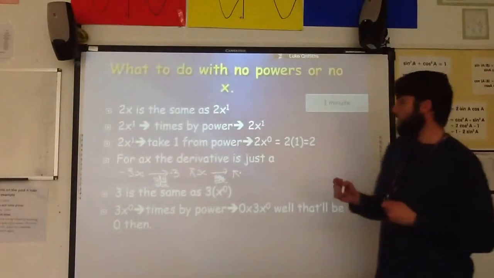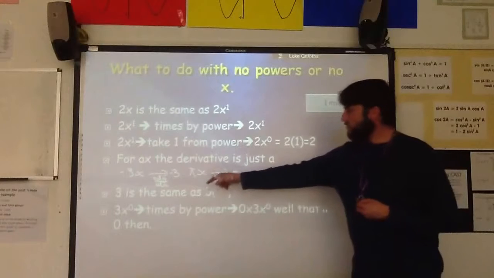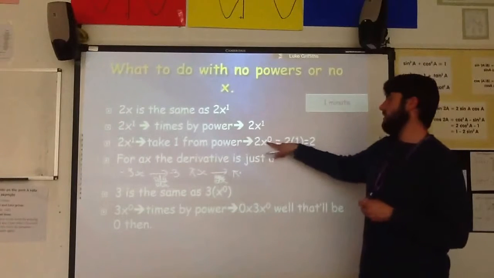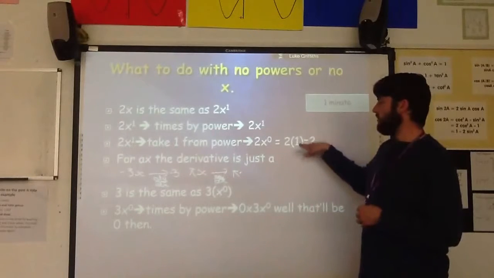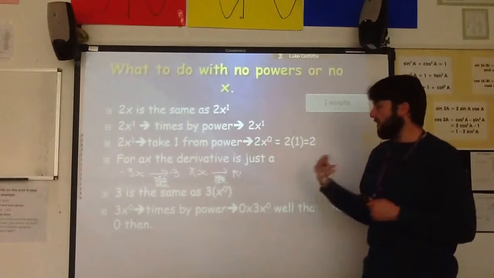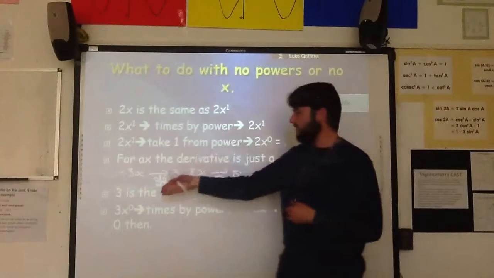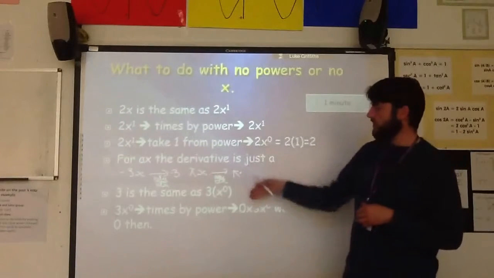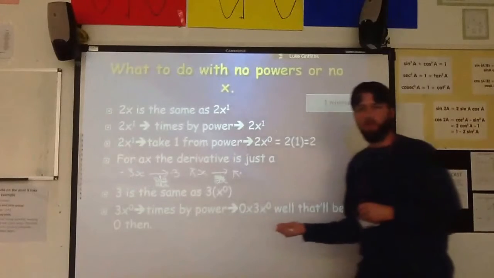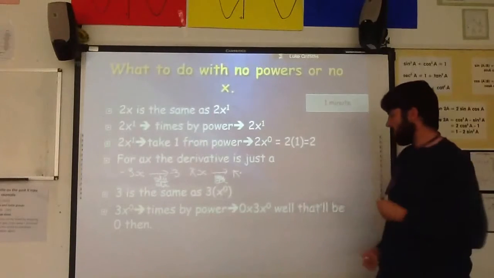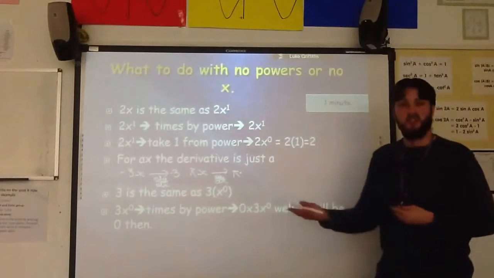So what about numbers on their own? Well, if we've got 3, and we look at this line up here, we said 2 could be thought of as 2 times 1, which is 2 times x to the 0. Applying that same kind of logic, 3 could be thought of as 3 times 1, which is 3 times x to the 0. We could consider ourselves to be multiplying by the power of 0, and then we end up with nothing. Well, nothing times anything is nothing, isn't it?